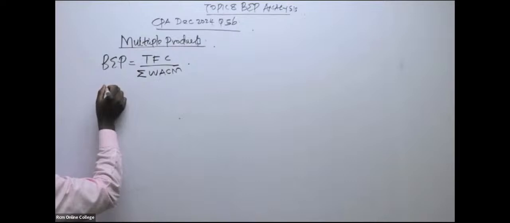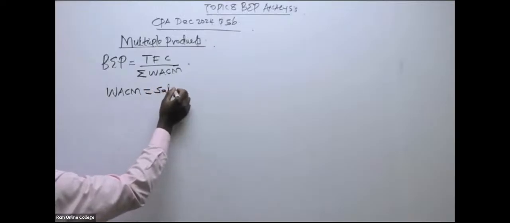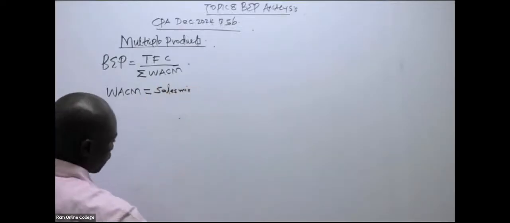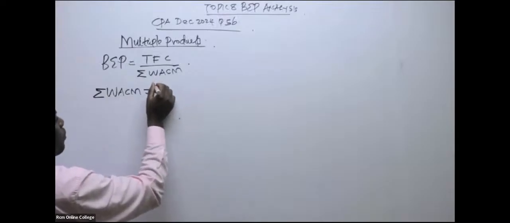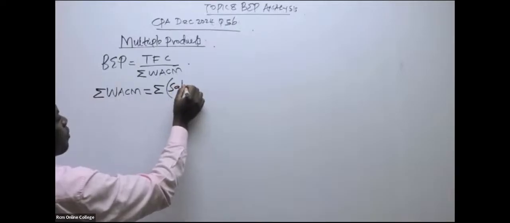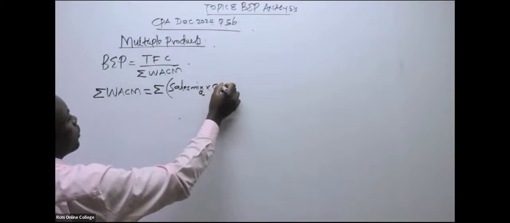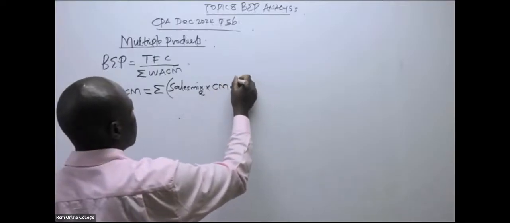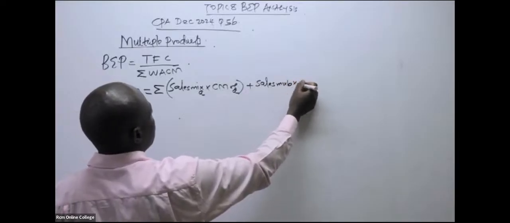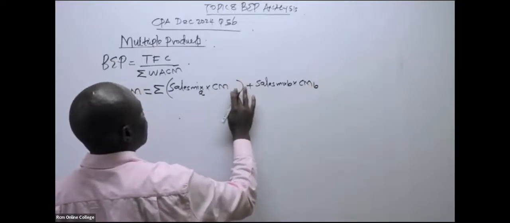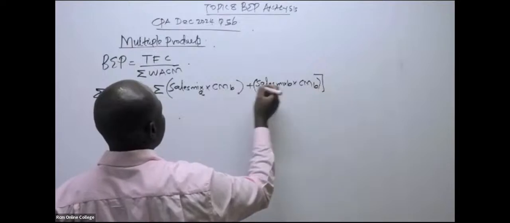So how do we get this weighted average? The summation of weighted average contribution margin is equal to the sales mix of product A multiplied by contribution margin of A, plus the sales mix of product B multiplied by contribution margin of product B. So if I have a third product, that is what I will be adding.